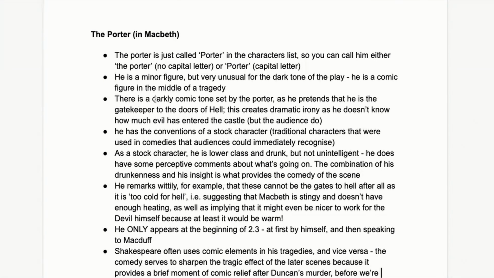So there's a dark comic tone that he sets because of this contrast of the comedy and the tragedy. He's not just a really light-hearted, funny thing. He is a bit of a broken character, as we'll see, and he makes jokes about hell, which, for the time when people are hyper-religious, is a little bit controversial. Some people might find it offensive and shocking. Other people would find it hilariously funny.